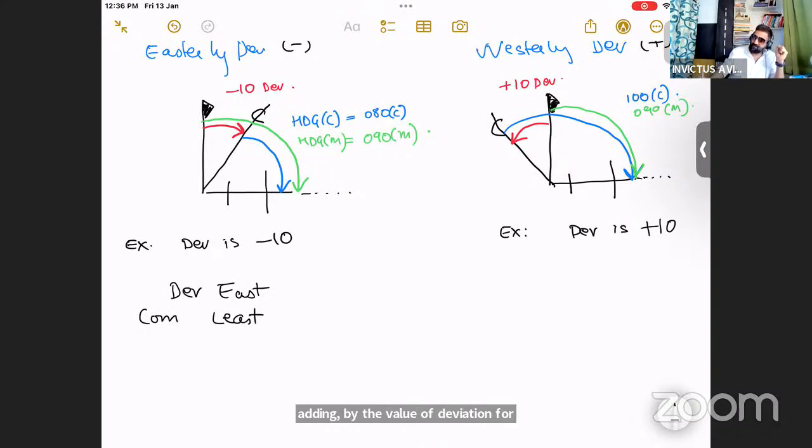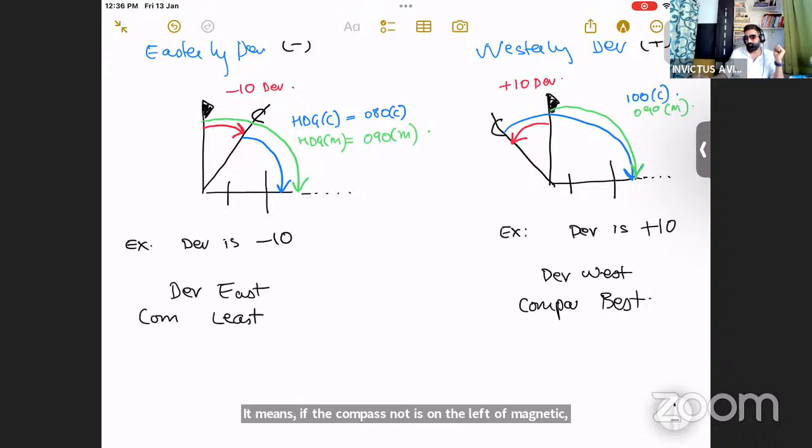For westerly deviation, we get the rhyme scheme as deviation west, compass best. It means if the compass north is on the left of magnetic north, the compass heading will be more than the magnetic heading by a value of the deviation itself.